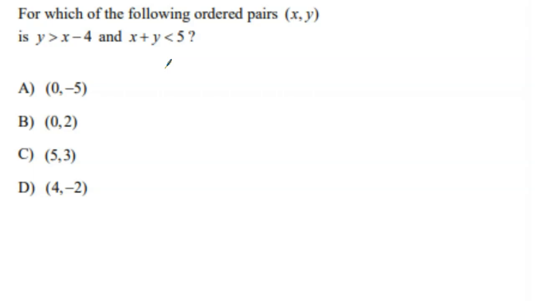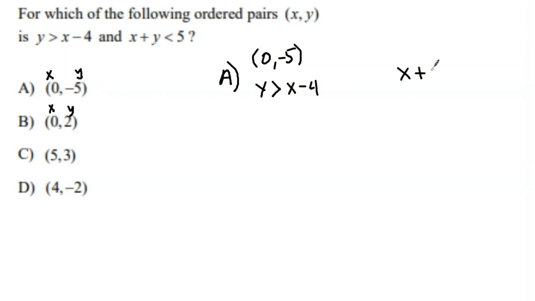So these are the two ways, but let me show you the quick first way. So the points are x and y. We are on A, so plug the point 0, -5 in here and in here to see if it will satisfy both inequalities. So if we plug in 0, here is going to be -5 and here is going to be 0 minus 4. So here -5 greater than -4, which is not true.